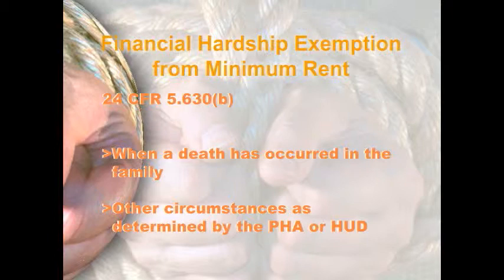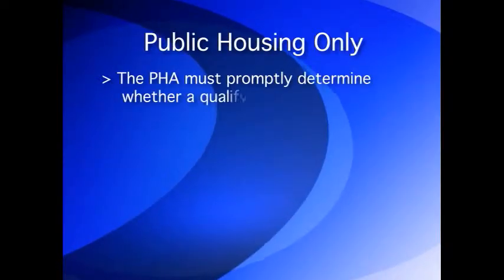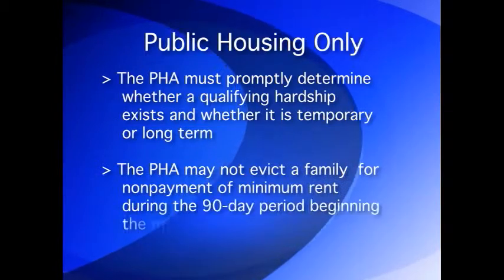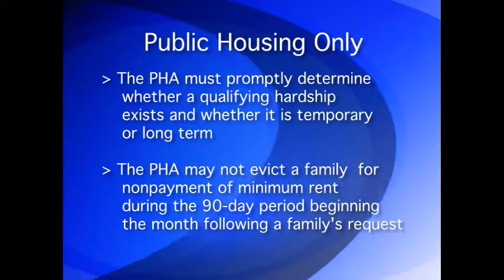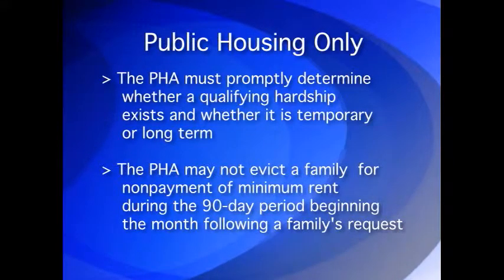Now, this first part is for public housing only. If a family requests a hardship exemption, the PHA must suspend that minimum rent requirement beginning the month following the family's request. The PHA will remove its minimum rent figure from the family's calculation. You will continue until the PHA determines whether there is a qualifying financial hardship. The PHA must then promptly determine whether a qualifying hardship exists and whether it's considered temporary or long-term.